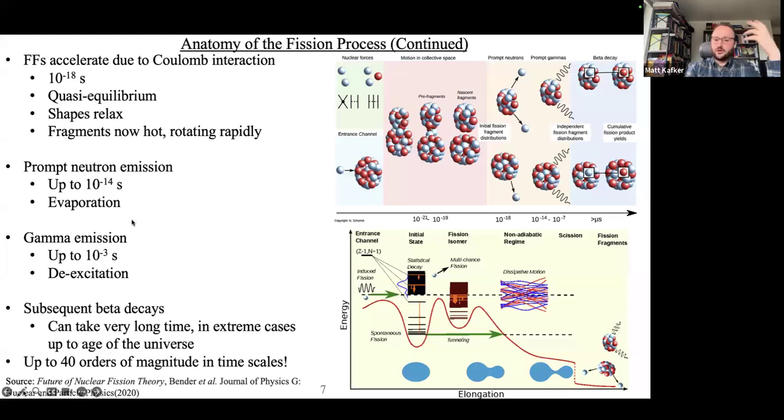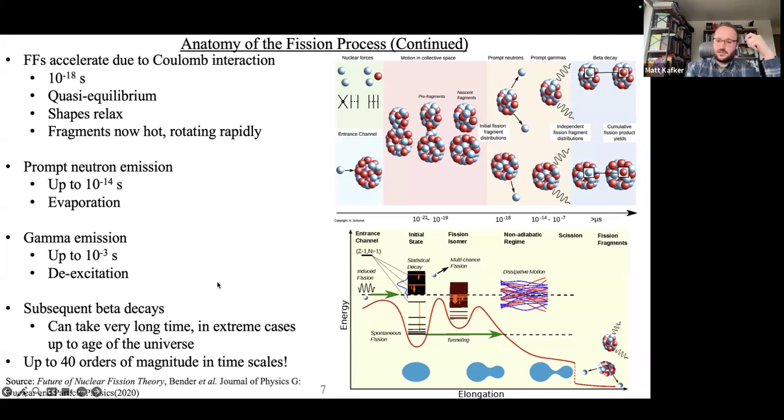And this should be understood as an evaporative process. We have these fission fragments that are flying away from one another. They're hot, which means some of the nucleons have high velocity, and therefore they can be evaporated out of the fragments and released. 10 to the minus 14 seconds, if I didn't say this already.